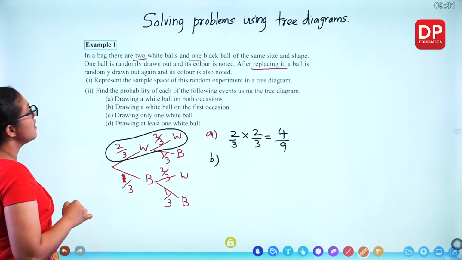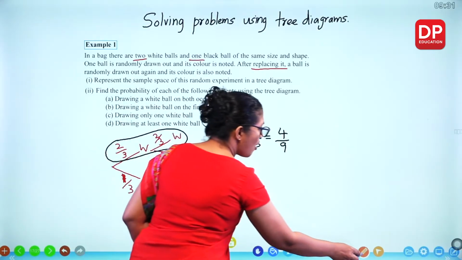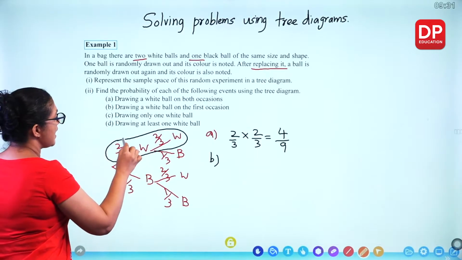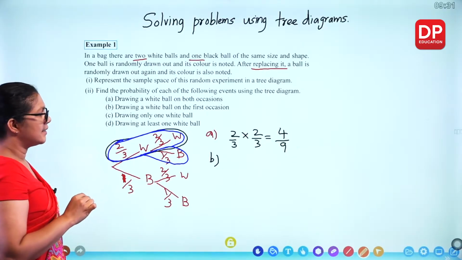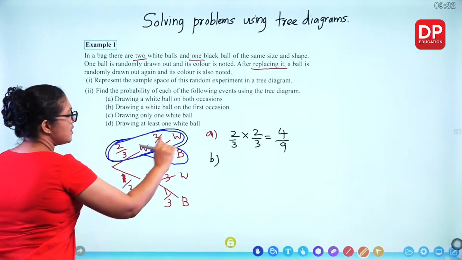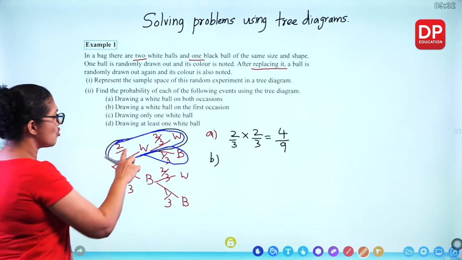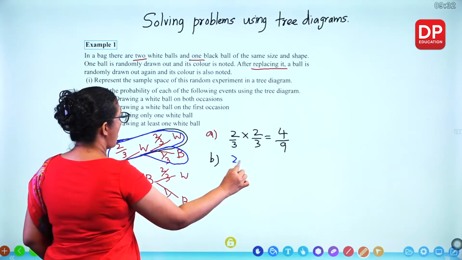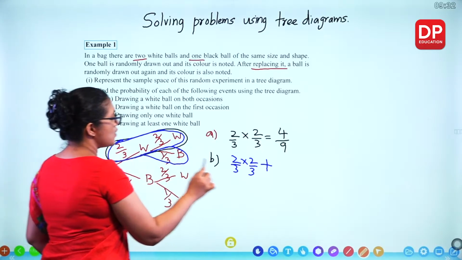Part B, drawing a white ball on the first occasion. So white ball on the first occasion means this is white. It can be white for the second one or black. So here when you get something like this, you are taking two branches, and I'll show you a very short method as well. We'll first do it separately. You can get white with white or white with black.